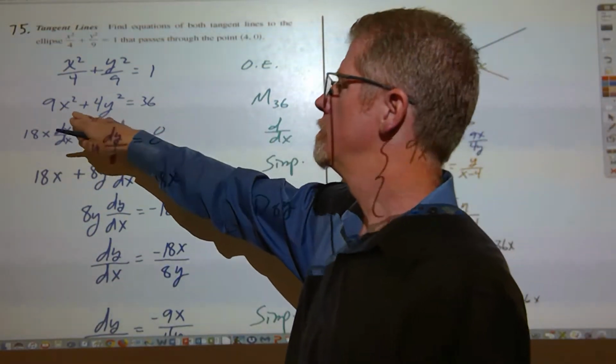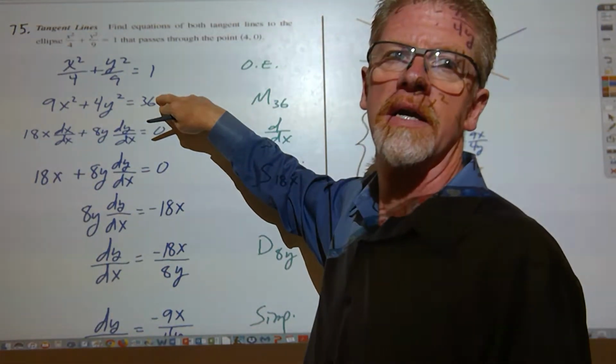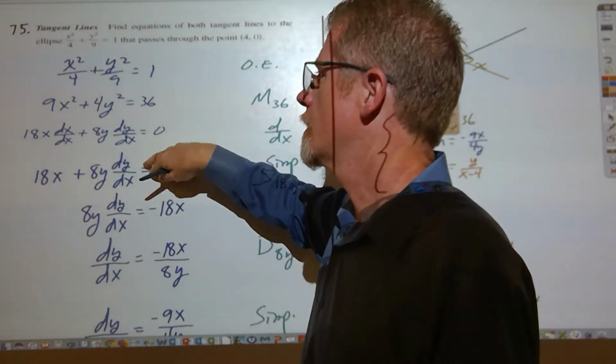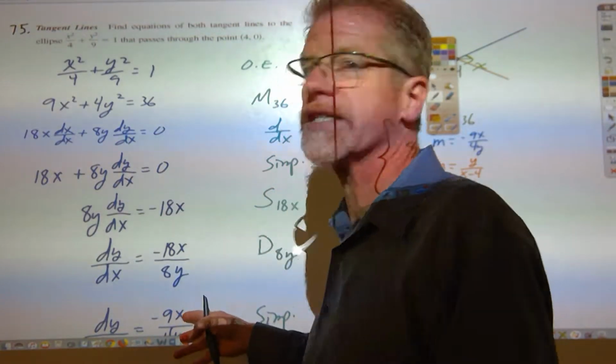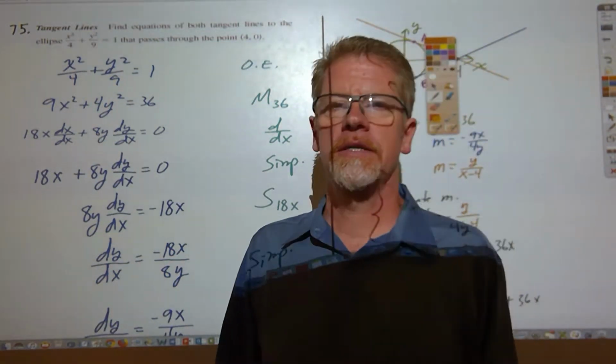Why do you multiply it all by 36? Because I don't like dealing with fractions. Could you just do 1/4? Sure, there are other avenues, but you would get to the same answer for dy dx.